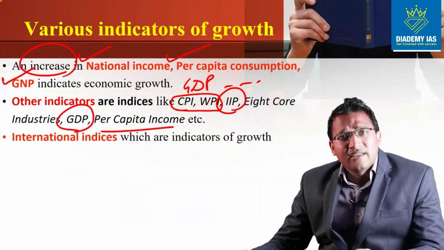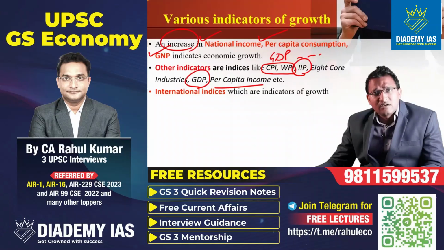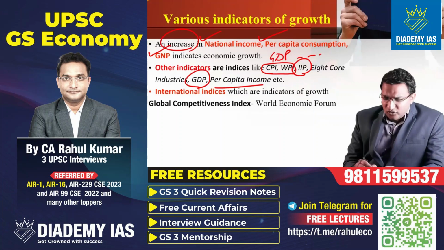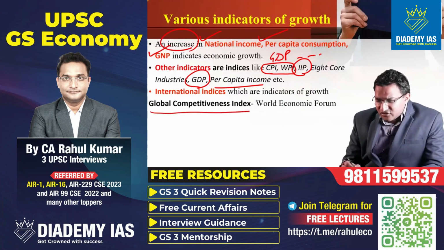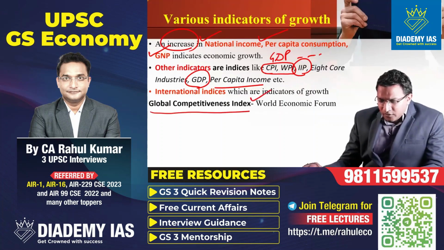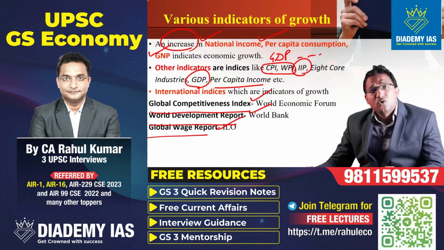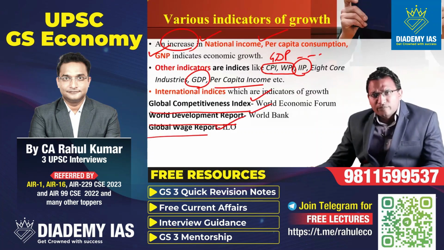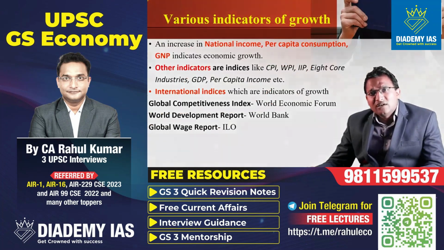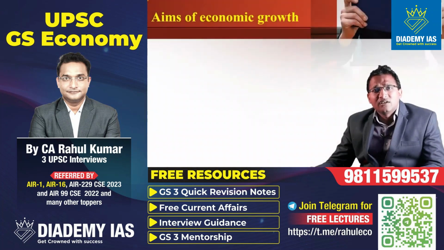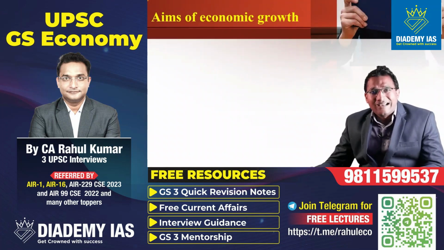At the international level, there are various reports we can clearly indicate. For example, the Global Competitiveness Index, which is issued by the World Economic Forum, the World Development Report issued by the World Bank, the Global Wages Report by the International Labour Organization. These are the various organizations which can indicate whether the growth is happening or not, and they are producing various kinds of reports, and based upon these reports the growth of any country can be identified.